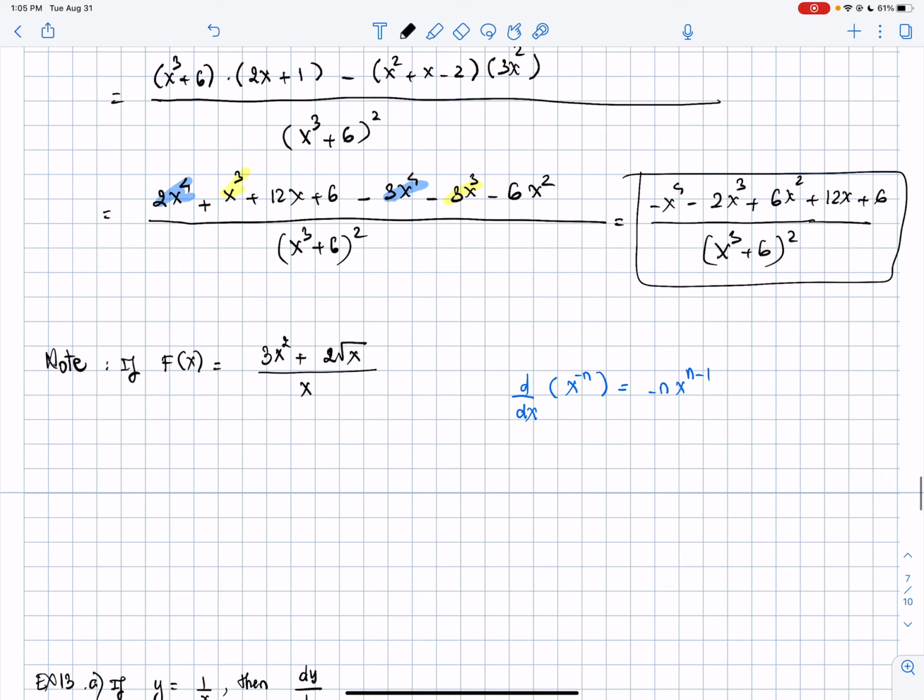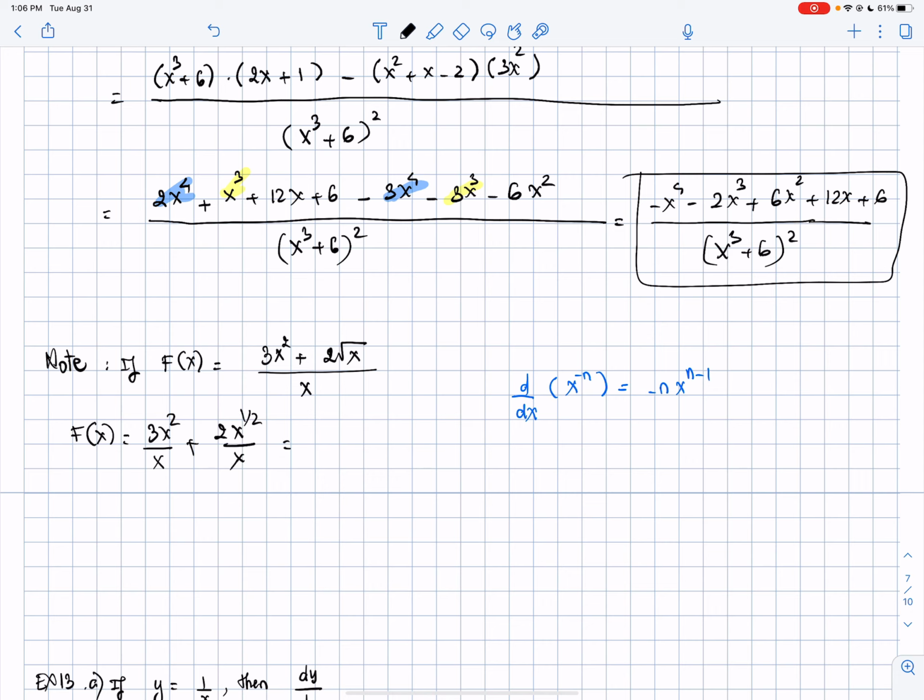You note that the function f of x equals x squared plus 2 square root of x, divided by x. We may think right away we should apply the quotient rule, but actually if we can do this step, we simplify first before we take the derivative. It will give us an easier time. So we will separate the x like this.